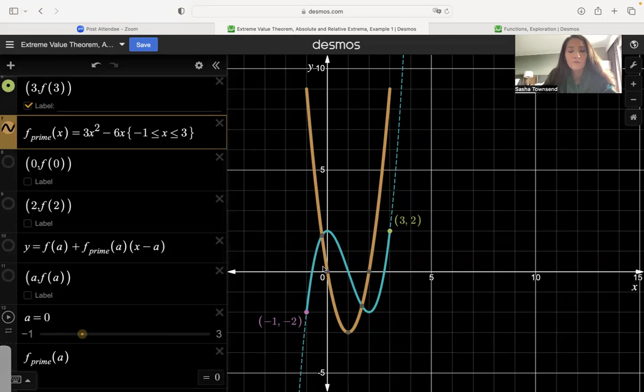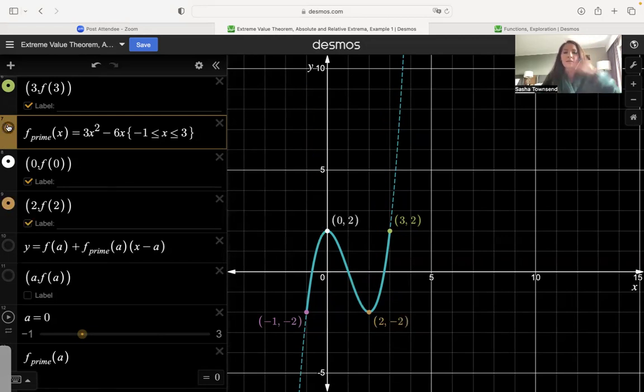But so we find two critical values. They occur at x equals 0 and x equals 2. And then we evaluate the function there. And then we say let's ignore the derivative for right now. The largest y value on this list is our maximum. The largest y value is 2, and it occurs at x equals 0 and x equals 3. And the smallest y value is our absolute minimum. It occurs at x equals -1 and x equals 2, and they're both equal to -2.